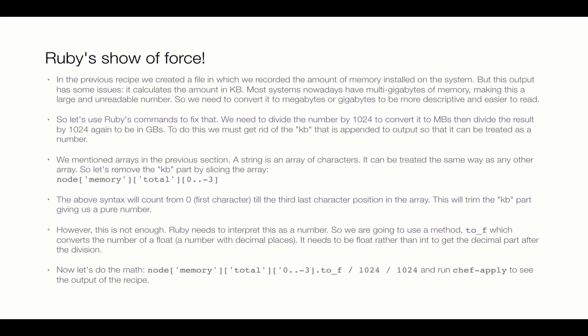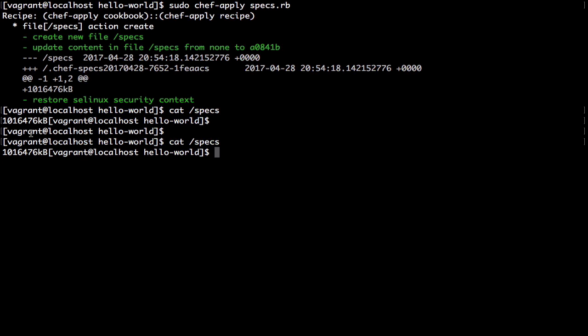In the previous recipe, we created a file in which we recorded the amount of memory installed on the system, but this output had some issues. First thing is that it calculated the amount in kilobytes. Most systems nowadays have multi-gigabytes of memory, making this a large and unreadable number. Let's have a look at the number again. As you can see here, this is large and unreadable. It's ugly. We need to enhance it a little.